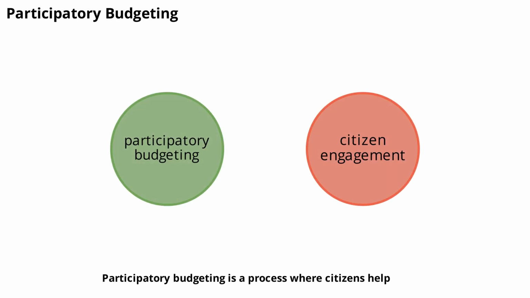Participatory budgeting is a process where citizens help decide how to allocate part of the public budget. Community members propose and vote on projects, giving them a direct say in spending decisions. This approach increases transparency, builds trust, and ensures that budgets reflect local needs and priorities.